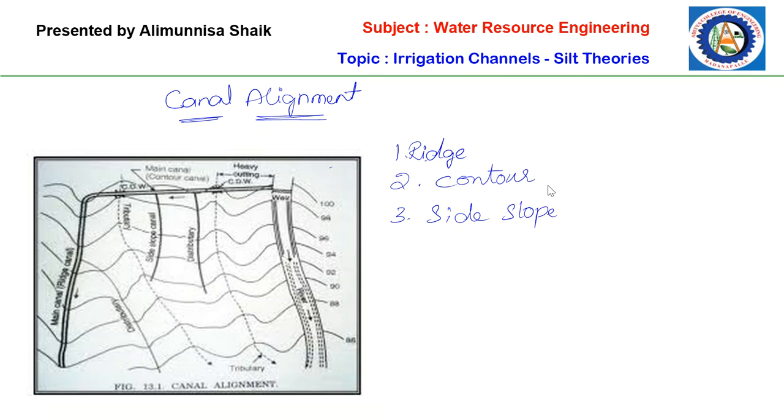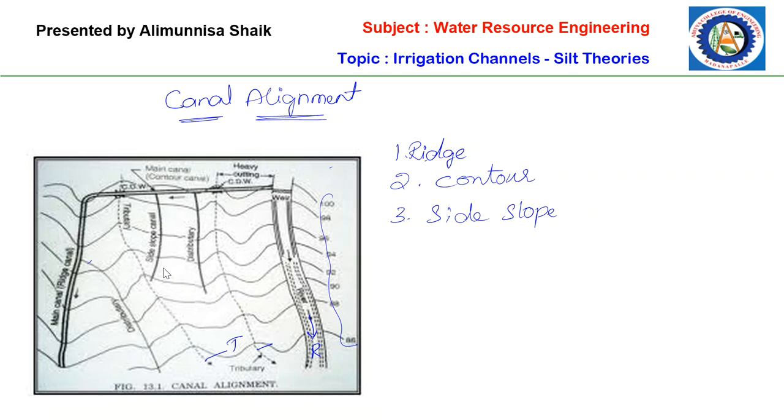Before going into these canal alignments, let us see the image over here first. What is there in this? We can see a river passing through a contour line, and we have some dotted lines which are also called tributary lines. This one and this one are your tributaries, this is your river, and these are your contours.